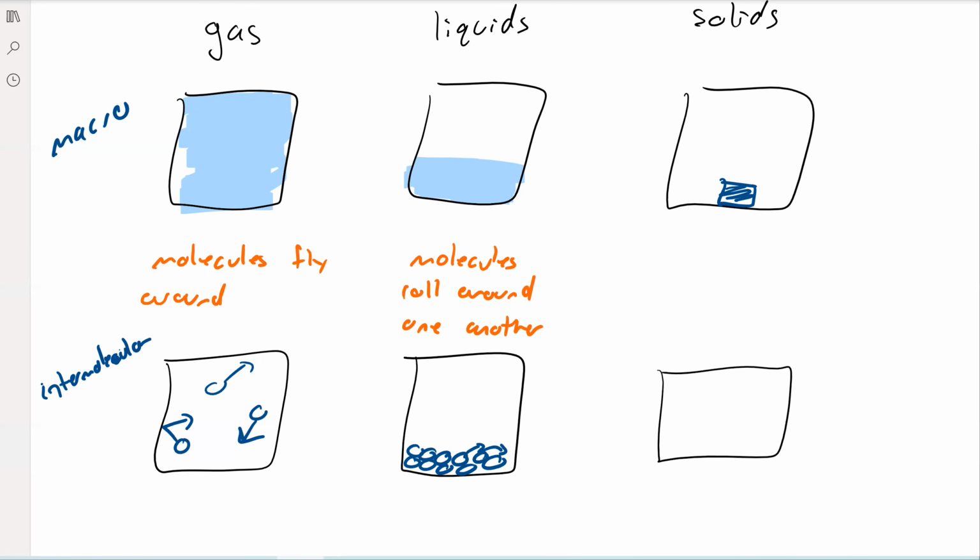And then finally, we've got a solid. In a solid, everything is in a fixed position, right? So the molecules can vibrate in that fixed position, but they cannot move from where they are. So we'll say molecules vibrate about a fixed position.